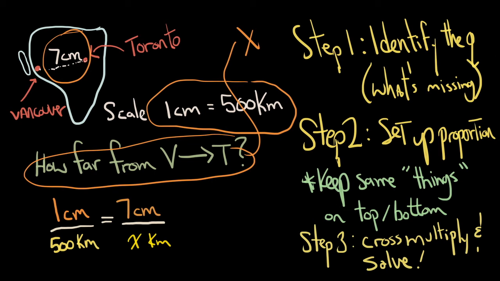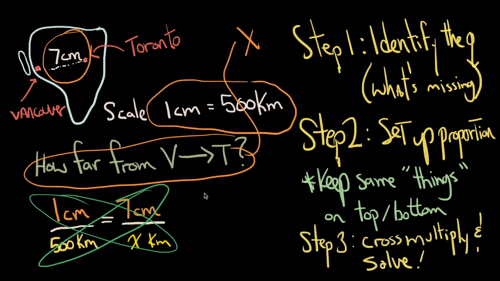Now, I'm going to cross-multiply and solve. When I cross-multiply this one, it's pretty easy, especially when I have the one right there. I'm going to basically get the 500 times the 7, and that's going to tell me my missing number. So 3,500. It's 3,500 kilometers. And that is how far it is. Does that make sense? Is that not too bad? Great.